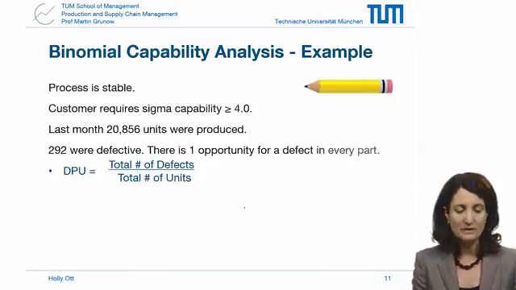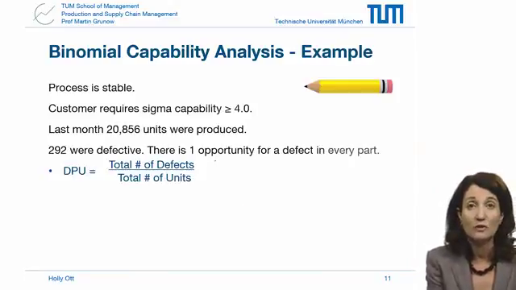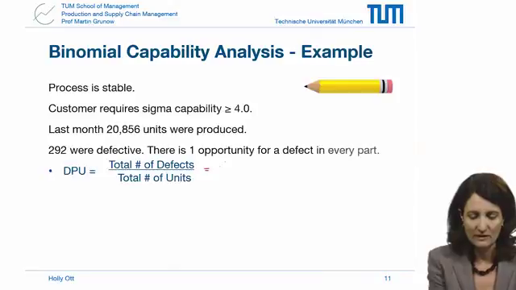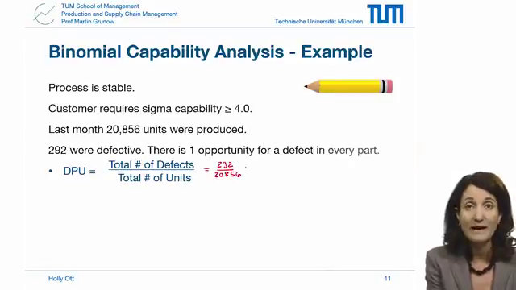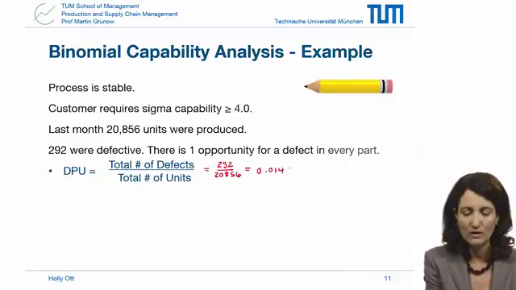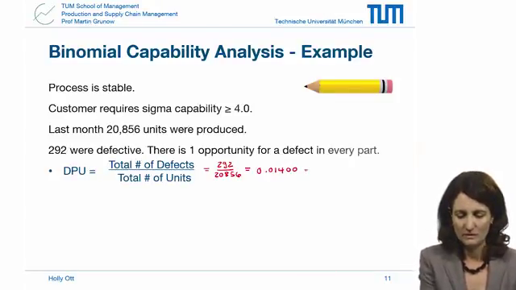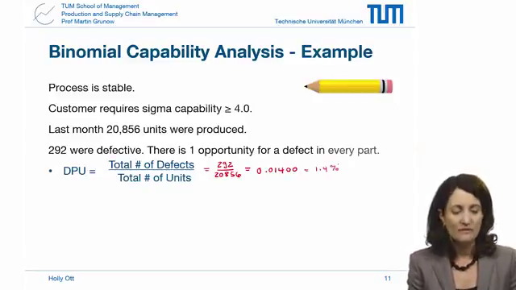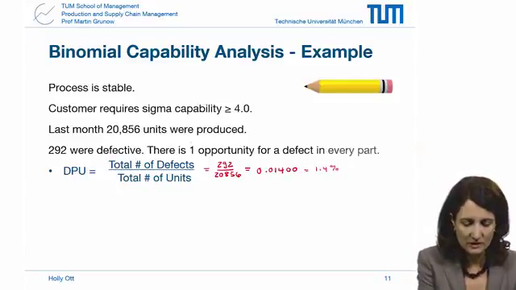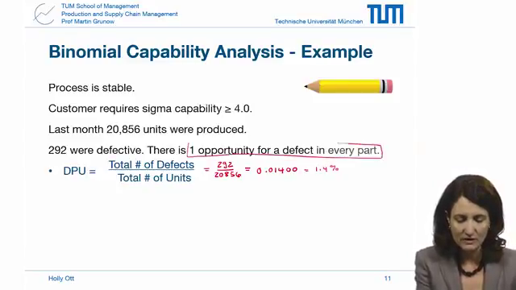Well, DPU is the total number of defects over total number of units. So we have 292 divided by 20,856, and we get 0.01400, which is equivalent to 1.4%.